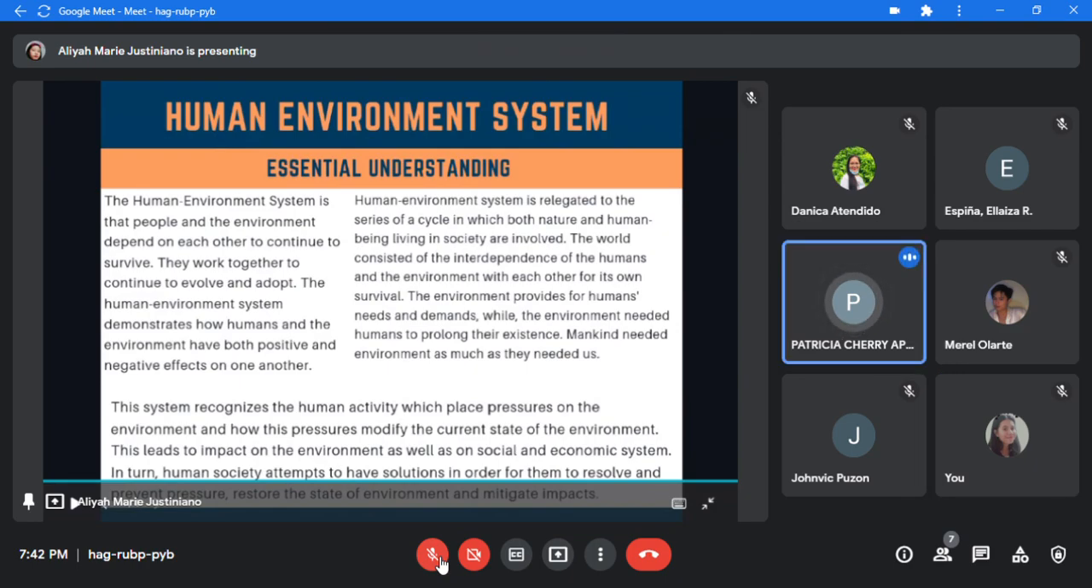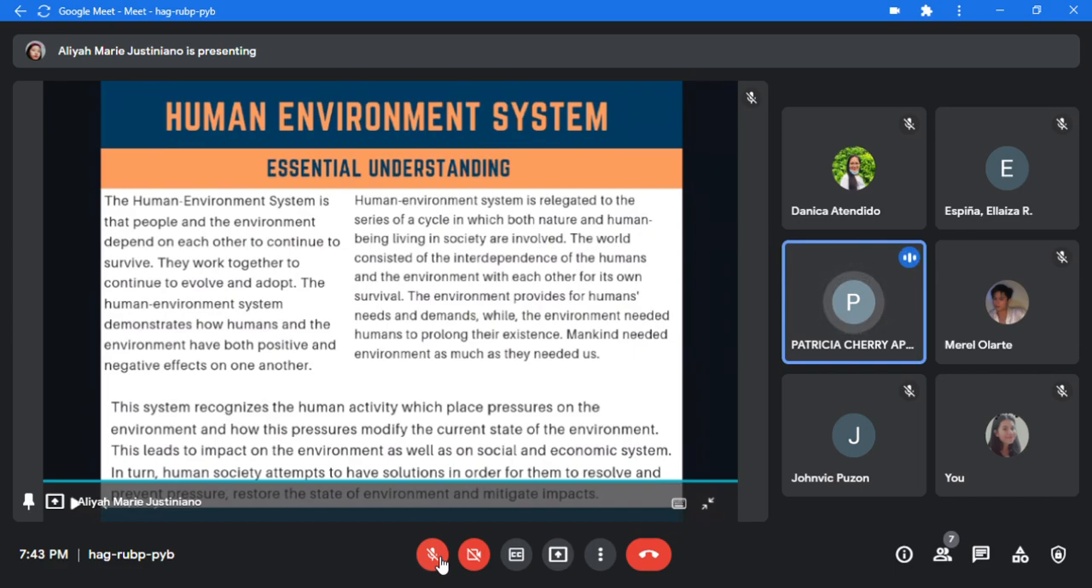The human environment system is that people and the environment depend on each other to continue to survive. They work together to continue to evolve and adapt. The human environment system demonstrates how human and the environment have both positive and negative effects on one another. Human environment system is relegated to the series of a cycle in which both nature and human beings living in society are involved. The world consisted of the interdependence of the human and the environment with each other for its own survival. The environment provides for human needs and demands, while the environment needed human to prolong their existence. Mankind needed environment as much as they needed us.